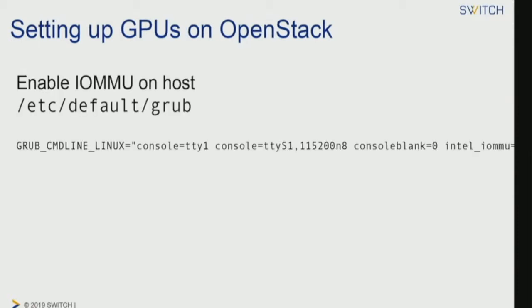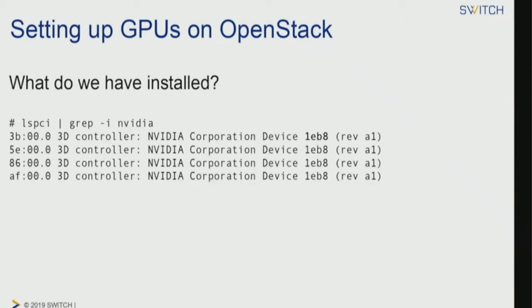This is a bit of a technical part. I'm not going to read all the things. There are a couple of things you need to be aware of. You need to enable IOMMU on your hosts. It's very easy to enable GPUs. You need to figure out what you have installed. You can query it, and you get these little numbers here, 1EB8, something you need to take care of and remember. Every GPU has one of these device identifiers.